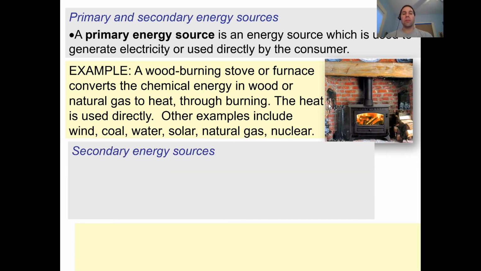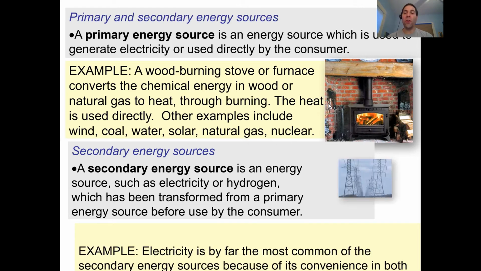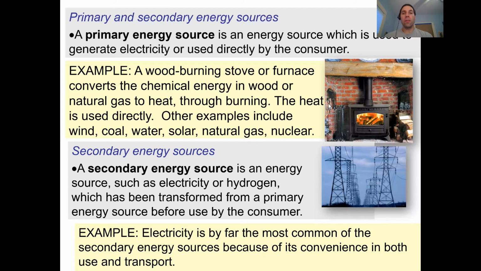So what's a secondary energy source? Well, quite simply, a secondary energy source is a source that has been transformed from a primary energy source before it's used by the consumer. And so the two examples that we have are electricity and hydrogen. And of those two, electricity far and away is the most common example of a secondary energy source because it's so conveniently transported and distributed. And it's easy for us to use. Okay, so you should know the difference between primary and secondary energy source and give some examples of each.